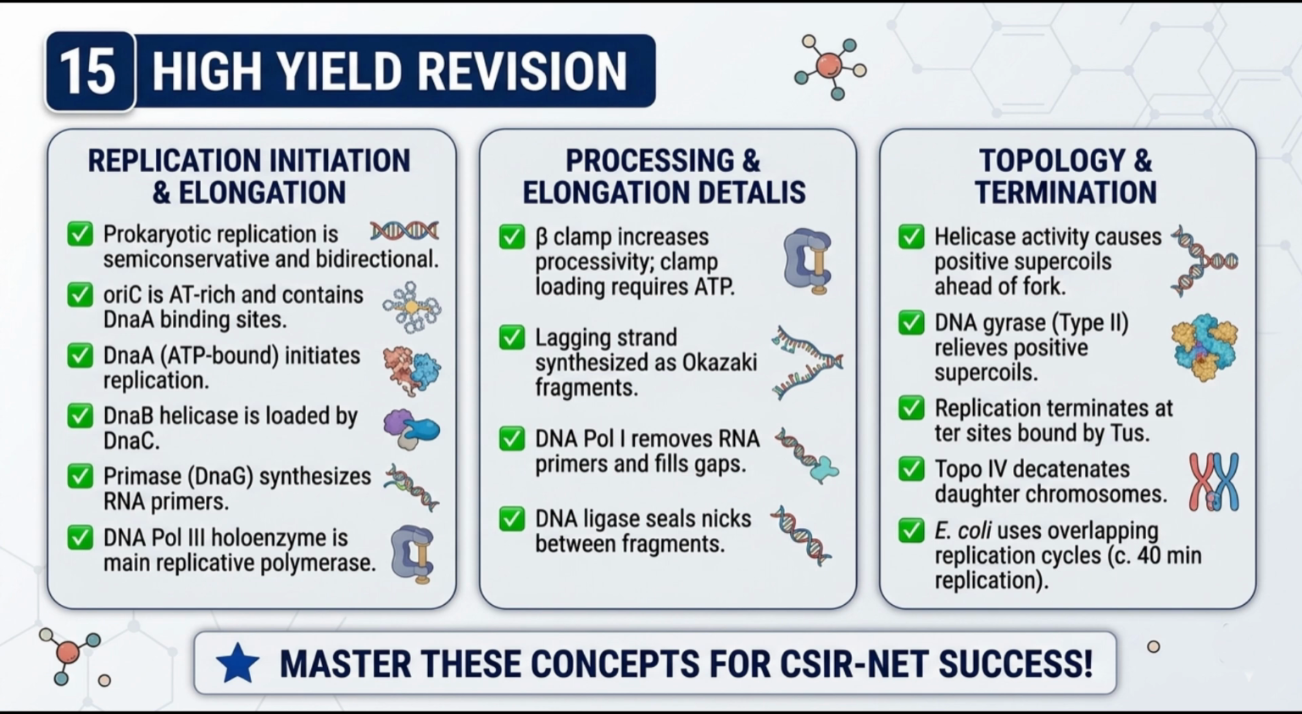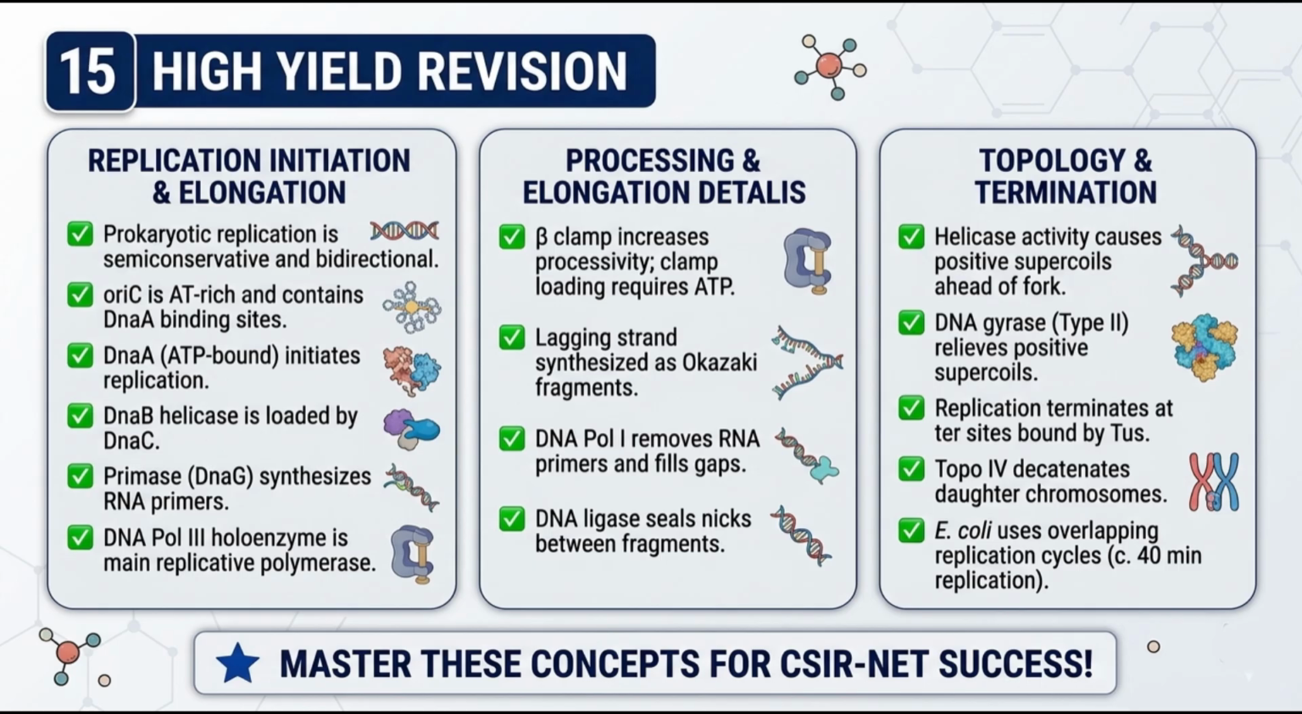Finally, let us discuss topology and termination. Helicase activity creates positive supercoils ahead. DNA gyrase, or type II topoisomerase, relieves it. Replication terminates at specific TER sites.